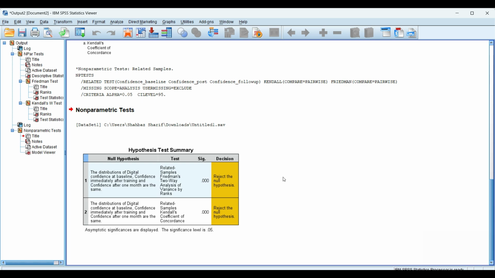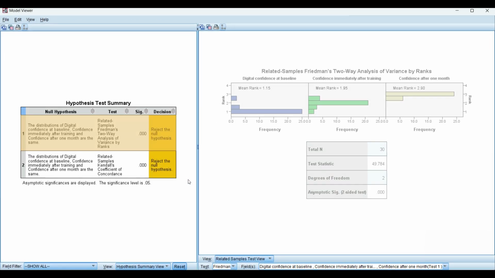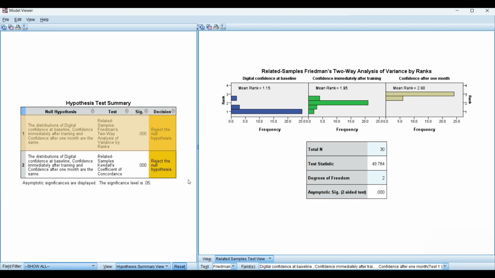So it means we reject the null hypothesis. In the other case, the null hypothesis says the distributions of digital confidence at baseline, confidence immediately after training, and confidence after 1 month are the same, so this is also not the same. So both in the case of the Friedman test and in the case of Kendall's W, we accept the alternative hypothesis and reject the null hypothesis because there is a significant improvement from baseline to after 1 month of training. So we double click on this table and we get the results. Okay, so we can compare the things here.